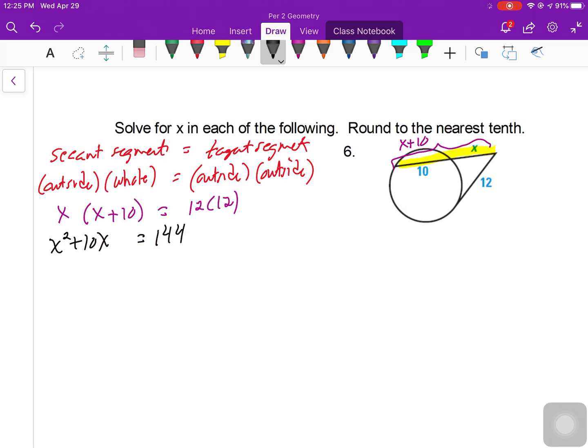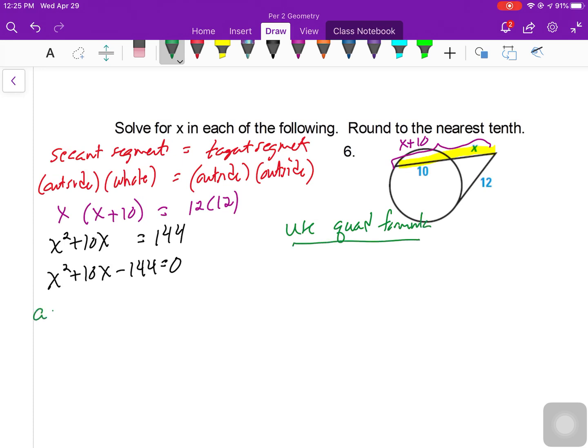Distributing the x, I have x squared plus 10x. 12 times 12, 144. Subtracting the 144 to get it set equal to 0. And once again, let's use the quadratic formula. In our problem, the a is 1, the b is 10, and the c is negative 144.